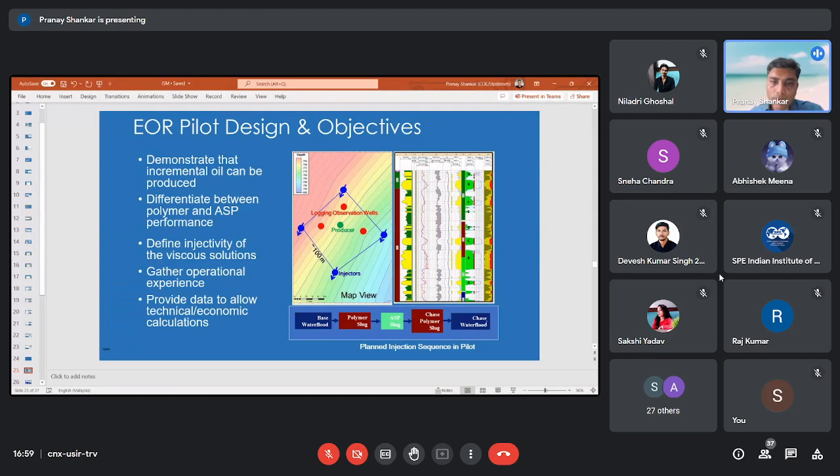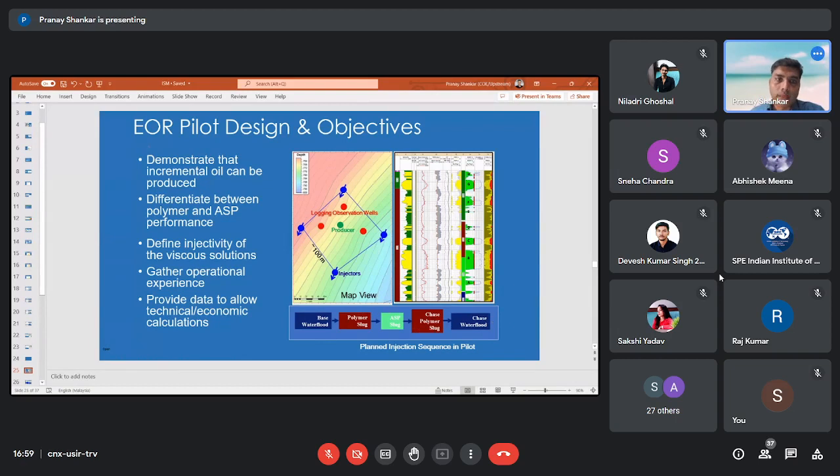So first what we do is a base water flood. So you will do a baseline for what is the recovery within this pilot area under water flood. Then you do a polymer flood. Then you do ASP flood. Then again you go back and do polymer, and then again you do water flood, and that's where you will end your pilot.